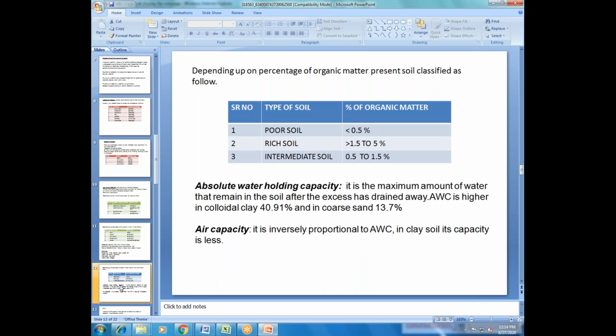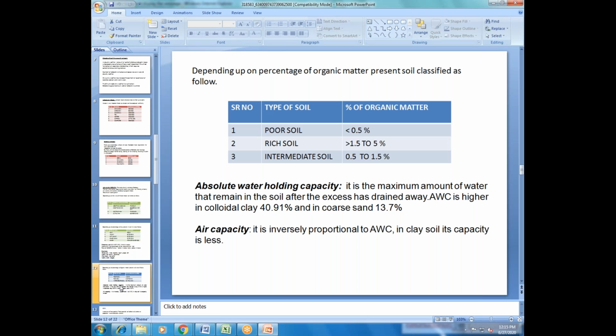So depending on the percentage of organic matter present in the soil, it is classified as poor soil, rich soil, or intermediate soil. It is very easy to classify based on the organic matter. Poor soil contains less than 0.5% of organic matter. Rich soil contains more than 1.5 to 5% of organic matter, and the intermediate is 0.5 to 1.5% of organic matter.